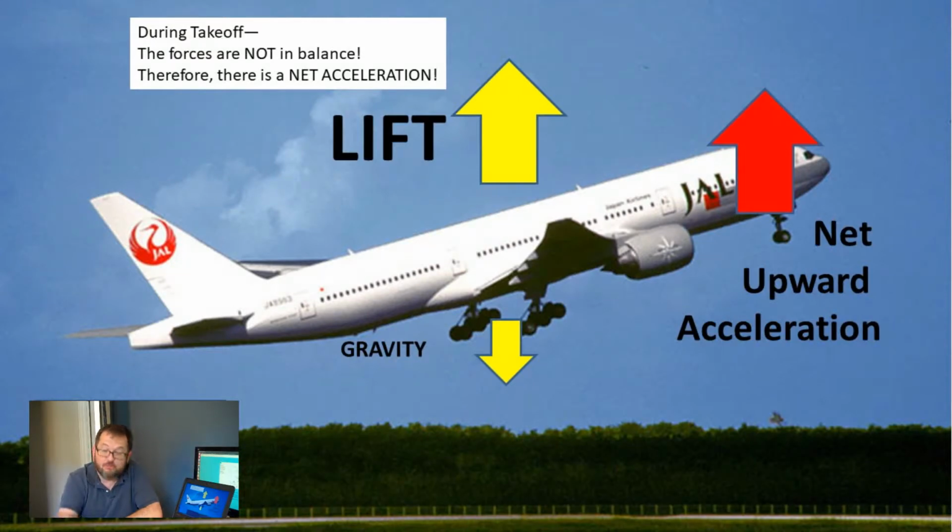The plane isn't just moving up. If it was moving upward at a constant speed, that wouldn't be any acceleration. It's going from having no vertical motion to eventually having a fairly fast vertical motion. By a few minutes into the flight, the plane needs to be climbing at quite a few meters per second if it's going to reach cruising altitude, right? So there is a net upward acceleration because the force of lift exceeds the force of gravity.